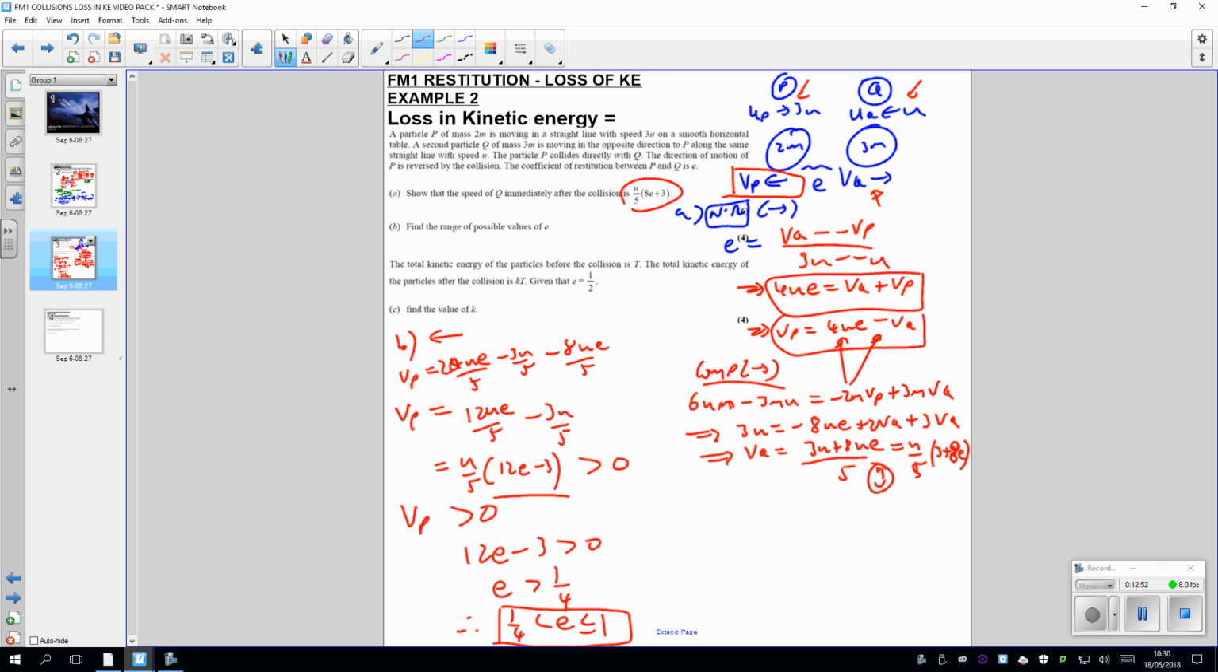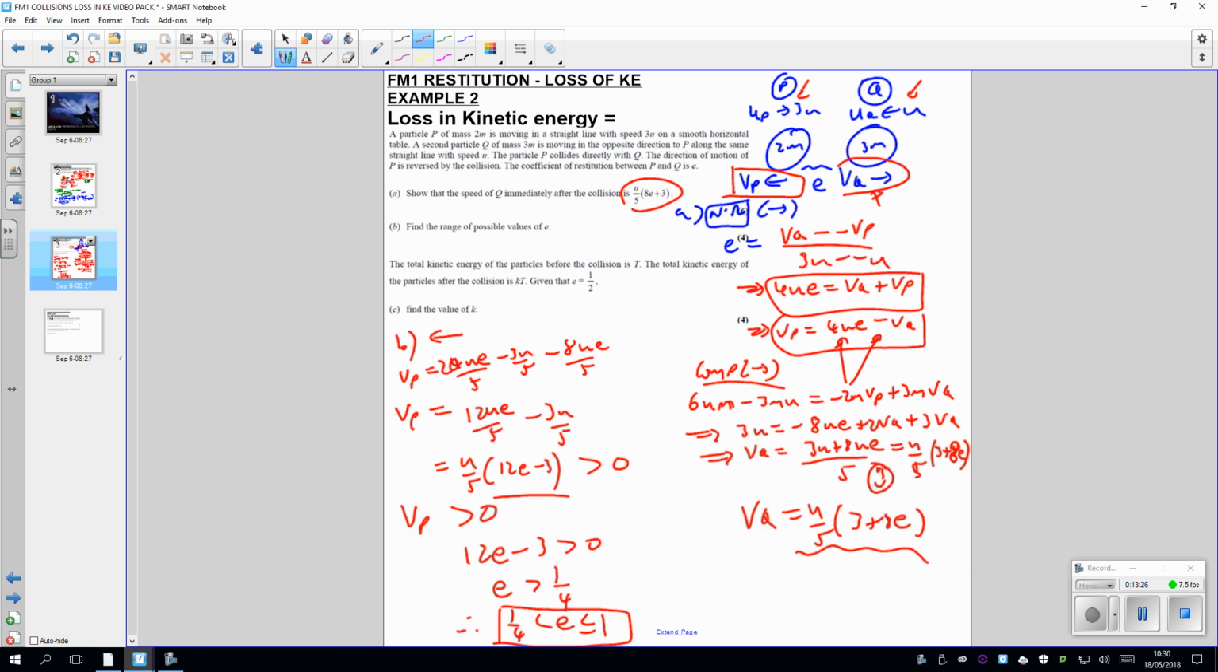Now, in very tricky exam questions, they're going to check VQ as well because the inequality needs to fit for both. So I could do a quick check for VQ, but think about it. VQ is u over 5, 3 plus 8e. Is that ever going to cause a problem? No, because e can't be negative. So e can be any value, and VQ will still go towards the right.